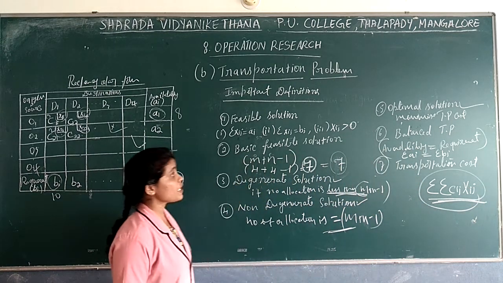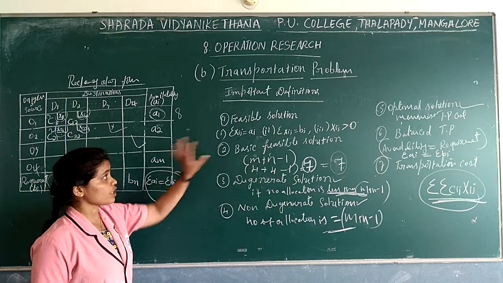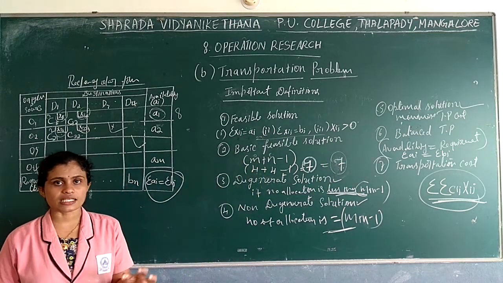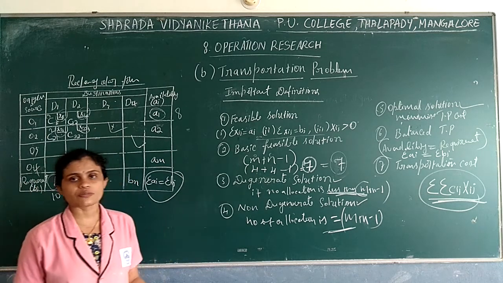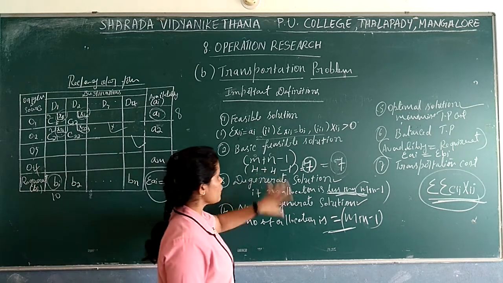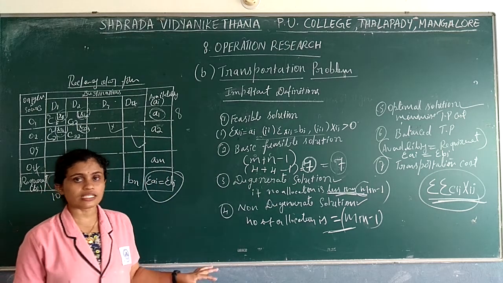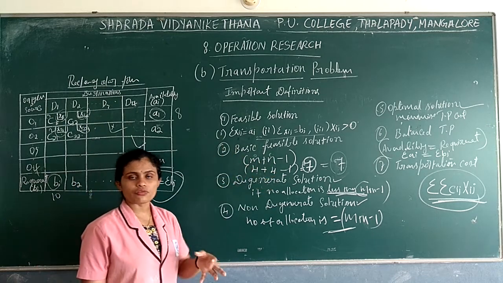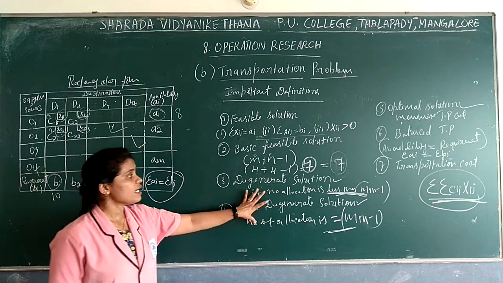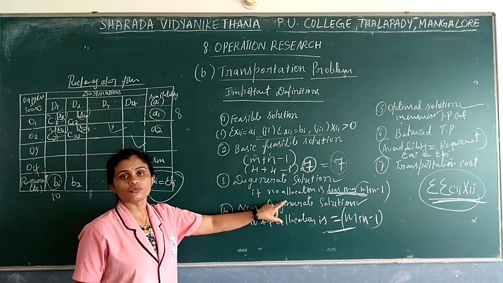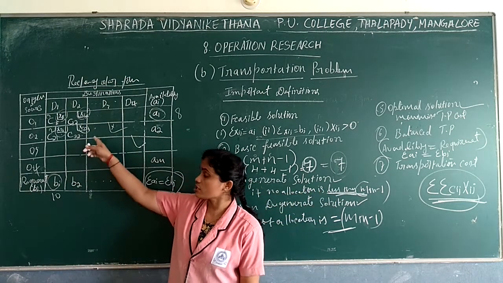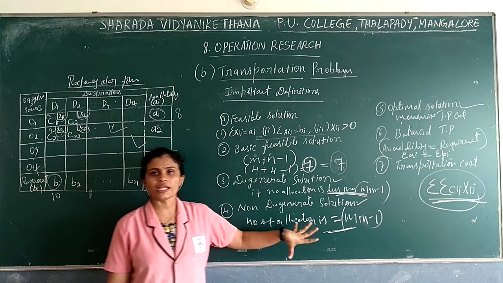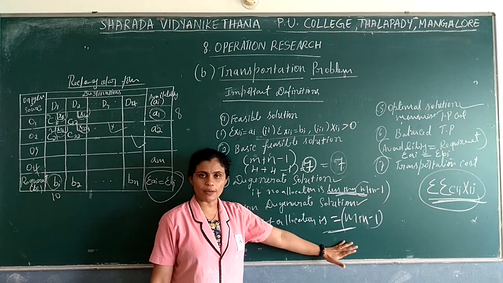So these are some of the basic terms which you should know. A feasible solution means one which satisfies these three conditions. A basic feasible solution means when it matches m plus n minus 1, that is, one less than the sum of the number of requirements and the number of availabilities. A degenerate solution is when the number of non-zero allocations is lesser than m plus n minus 1. And non-degenerate is when the number of allocations is equal to m plus n minus 1.